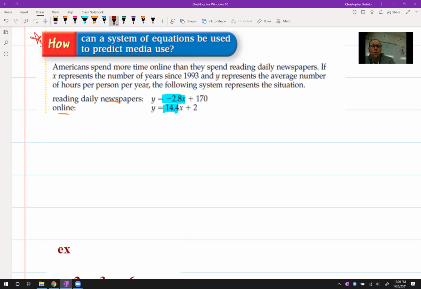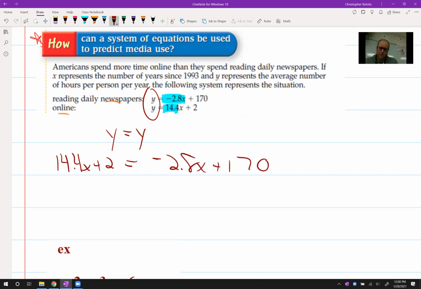All right. These both say y equals. Please do not let this confuse you. That means that we could start off by saying, well, doesn't y equal y? And you're like, yeah, this is easy. That means 14.4x plus 2 is equal to negative 2.8x plus 170. If y equals y, then the thing that they're equal to must also be equal.